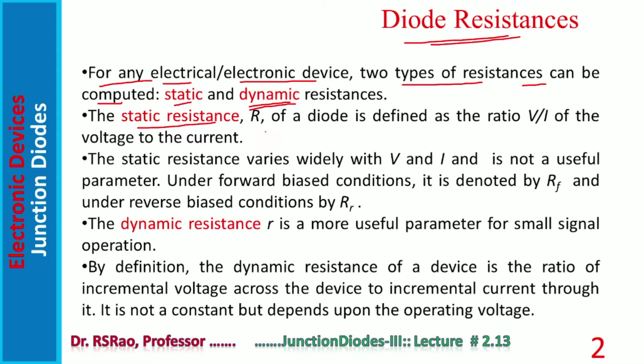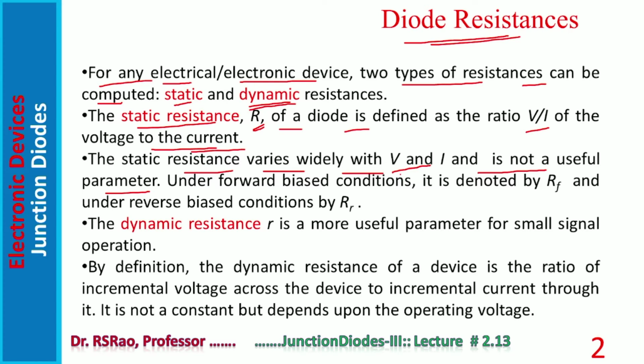The static resistance, usually indicated by capital R of a diode, is defined as the ratio of V to I, or voltage to current ratio. The current passing through the diode and the voltage across the diode, V to I ratio. That is static resistance. Static resistance varies widely with the V and I, voltage and current, and it is not a useful parameter.